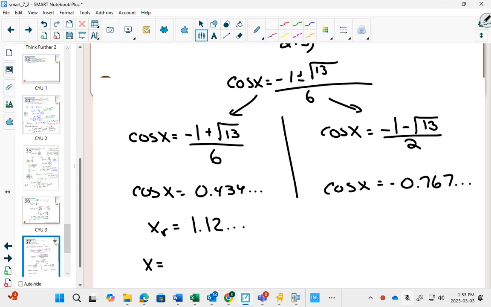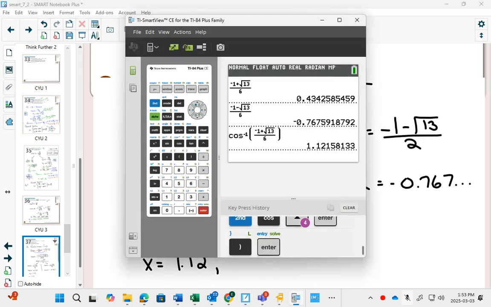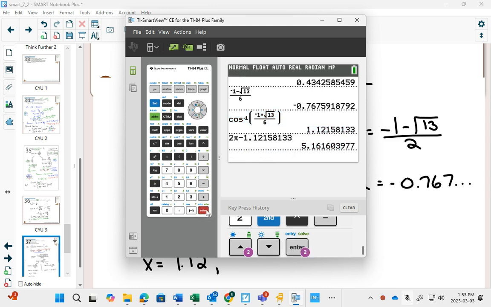This one's positive, so it'll be in quadrant 1 and quadrant 4. Does it say to the nearest hundredth? So quadrant 1 would be 1.12, and quadrant 4, go 2 pi minus my reference angle, 5.16.